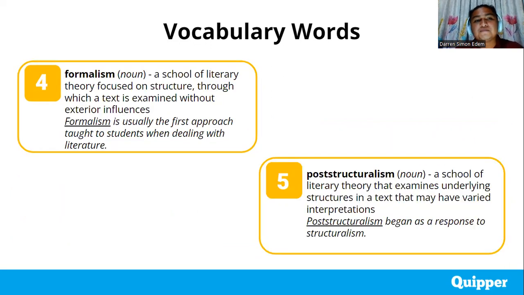We also have formalism. Formalism is a noun that means a school of literary theory focused on structure, through which a text is examined without exterior influences. Example, formalism is usually the first approach taught to students when dealing with literature. Meaning to say, formalism, in the word itself, the formal aspect, is going to focus on the structure of the literary text, right? It does not really conform to exterior influences such as genre or other categories.